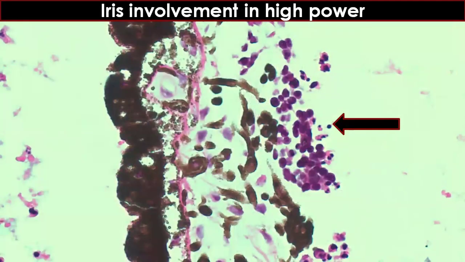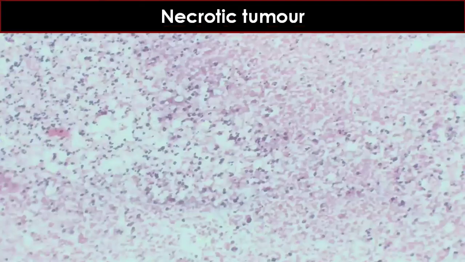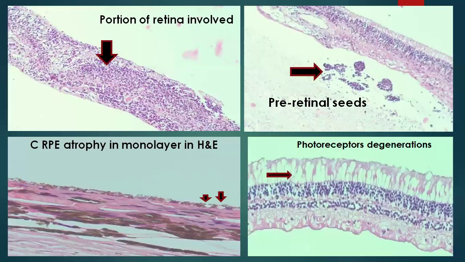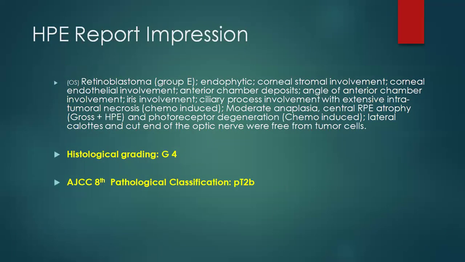This is the magnified view of the iris showing the seeding and the tumor cells infiltrating. Necrotic tumor was evident in some of the areas here, and the preretinal seeds and the central RPE atrophy, you can well appreciate here in the monolayer, and there is photoreceptor degeneration. Lateral choroid was normal and the cut end of the optic nerve was normal in this case. So in pathology it was grade G4 and AJCC 8 classification showed pT2b.